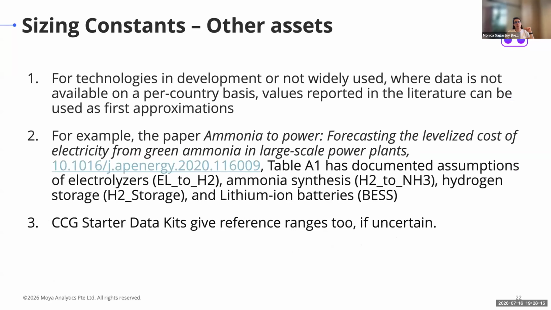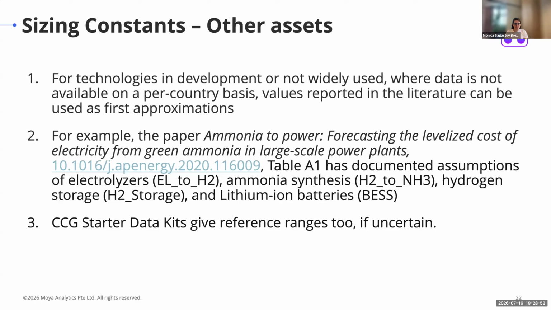Other assets, so things that are not currently widely used or adopted yet. The most likely situation is that you're not really going to have any country-specific data. So values in the literature for these upcoming technologies can be used as a first approximation. For example, and I've linked this paper here for your reference later, this research has a table with a lot of data on the assets and the technologies needed for the process of generating ammonia to electricity.